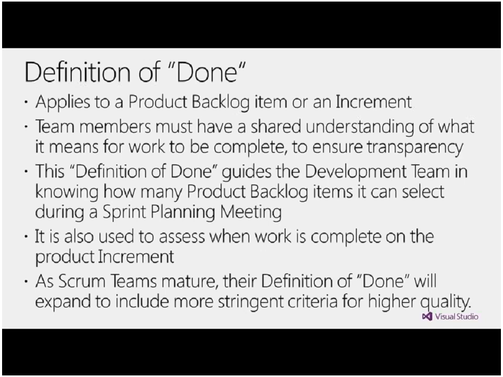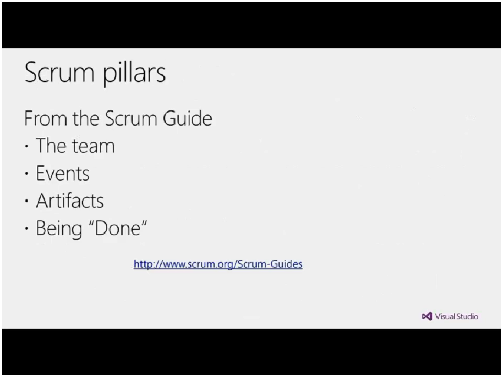So that's the view that the product owner will have of Visual Studio when doing their Scrum or Agile management activities. And as you can see, we have now covered all the items that define the pillars of Scrum. So I have taken a look at how we can enable the team side of Scrum, the event side of Scrum, the artifact side of Scrum, and the being done side of Scrum with Visual Studio. Well, you would say, well, that's a given.